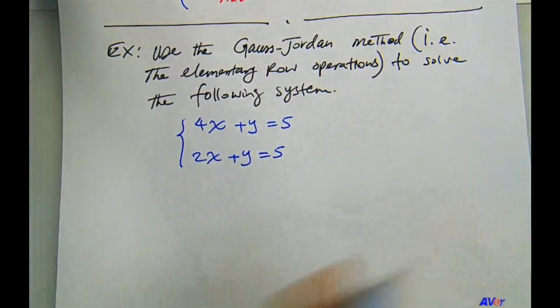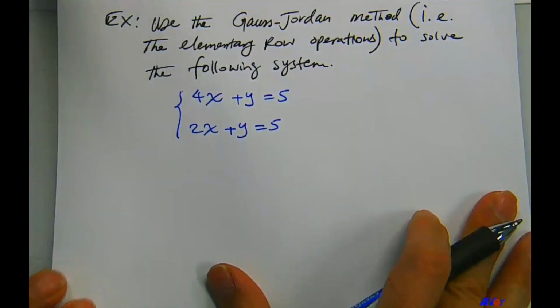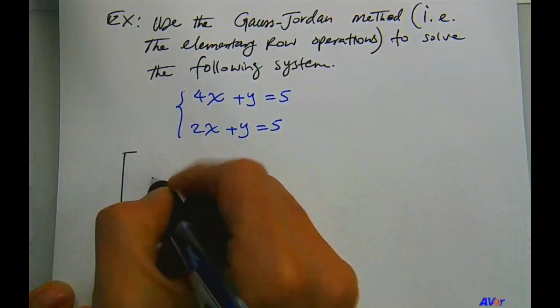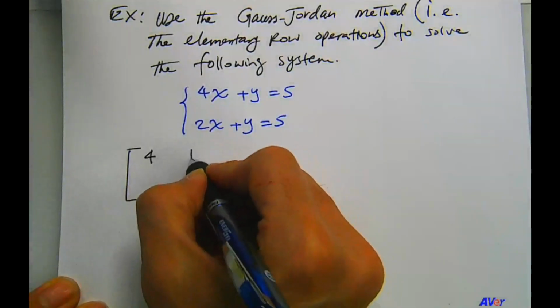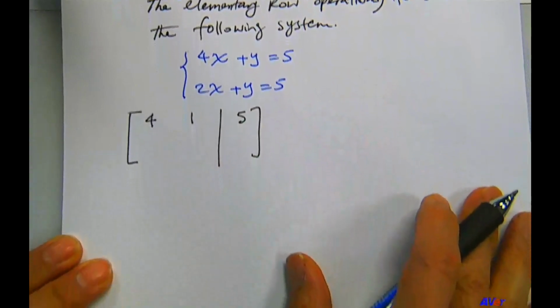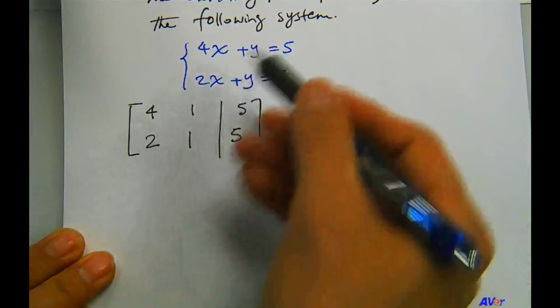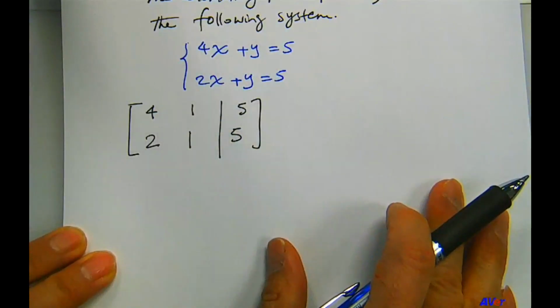The Gauss-Jordan method starts with the augmented matrix. So let's write down the augmented matrix for this. So 4, 1, 5, and then 2, 1, and 5, right? This is the augmented matrix for that system.